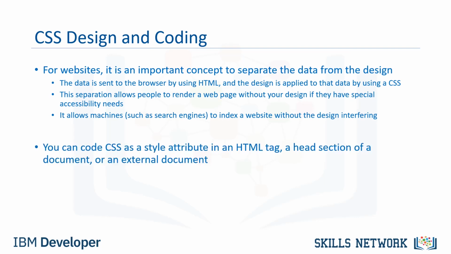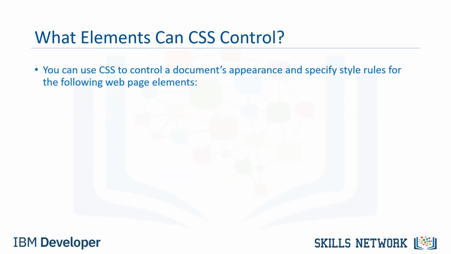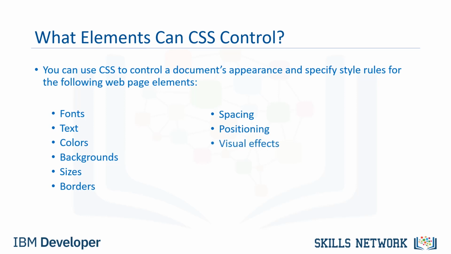You can code CSS as a style attribute in an HTML tag, a head section of a document, or an external document. The preference is to code CSS in external documents, referred to as style sheets. You can use CSS to control a document's appearance and specify style rules for the following web page elements: fonts, text, colors, backgrounds, sizes, borders, spacing, positioning, visual effects, tables, and lists.